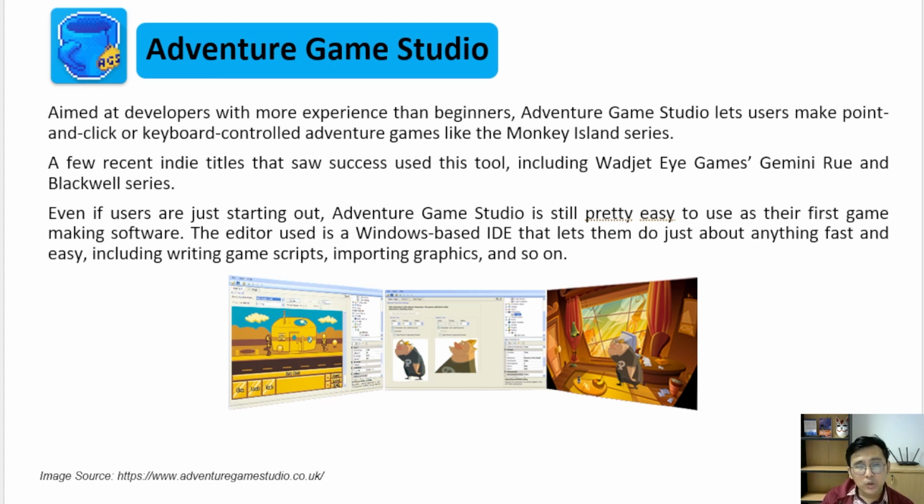It also includes writing game scripts if we are at an advanced level, and it has the capability to easily import graphics into its game engine. So that's why it's a good game engine to use.